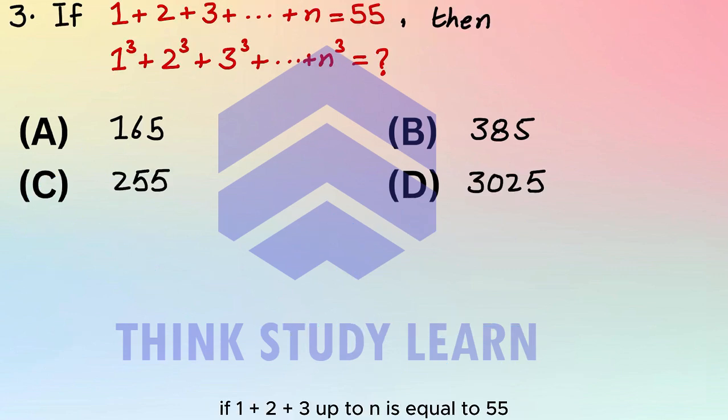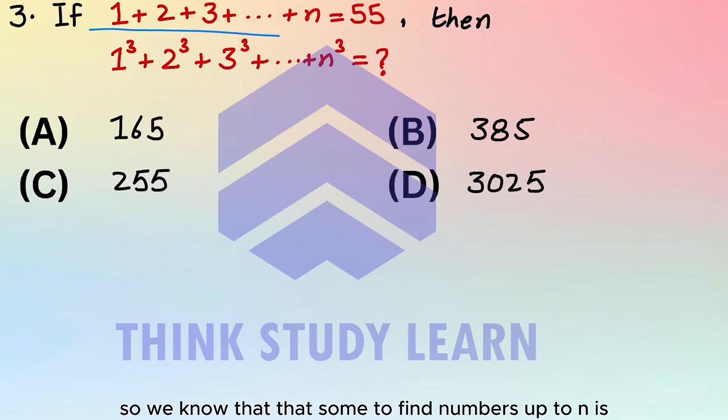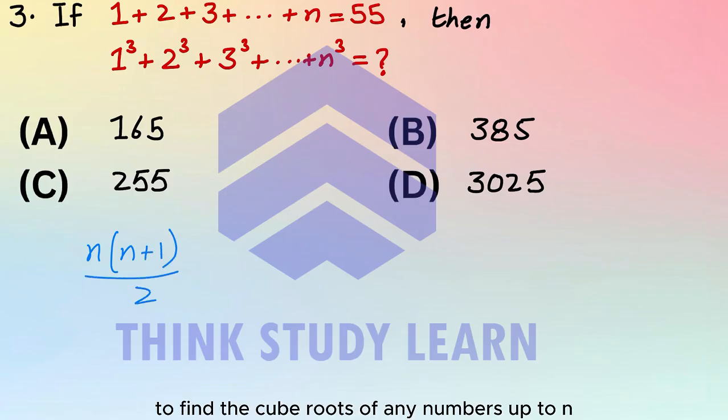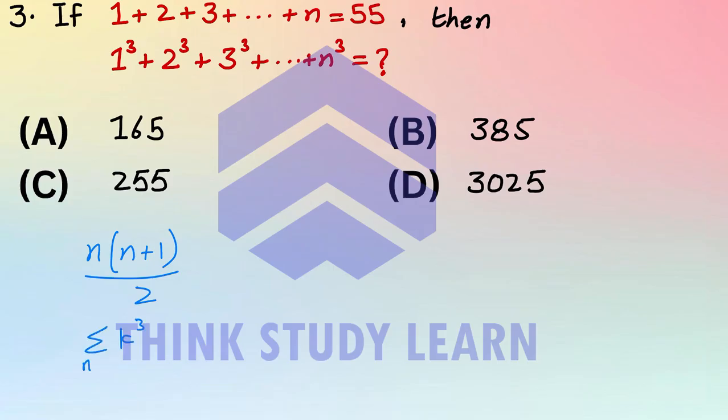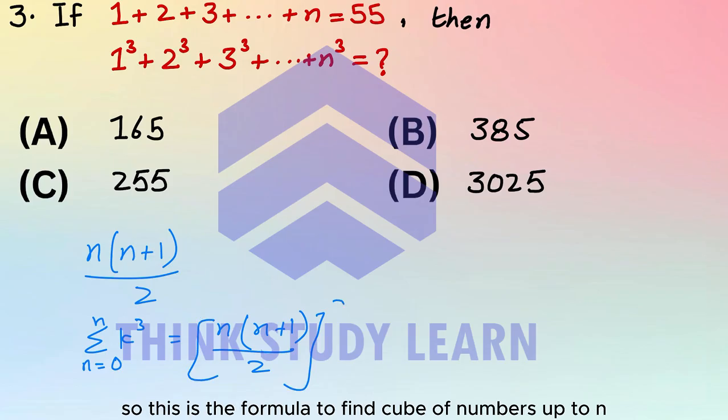The third question states if 1 plus 2 plus 3 up to n is equal to 55, then we have to find 1 cube plus 2 cube plus 3 cube up to n cube. So we know that the sum of the first n numbers has the formula n into n plus 1 over 2. Similarly, to find the sum of cubes of numbers up to n, we have the formula: summation of k cube from k equal to 1 up to n is equal to (n into n plus 1 over 2) whole square. So this is the formula to find the sum of cubes of numbers up to n.